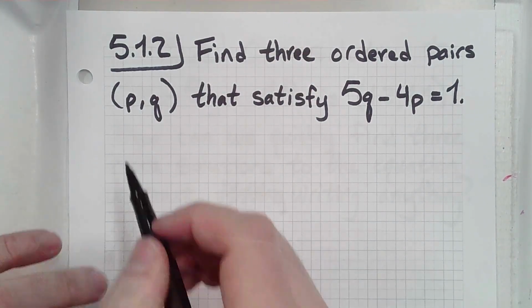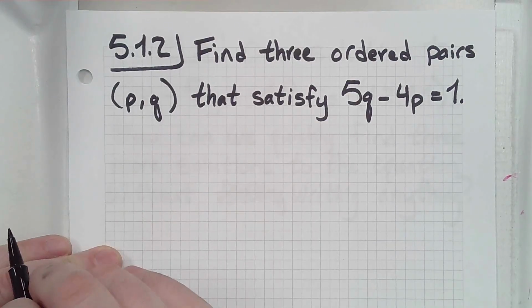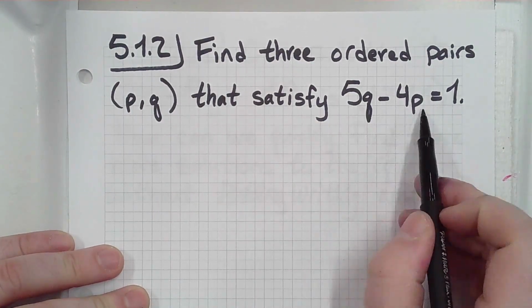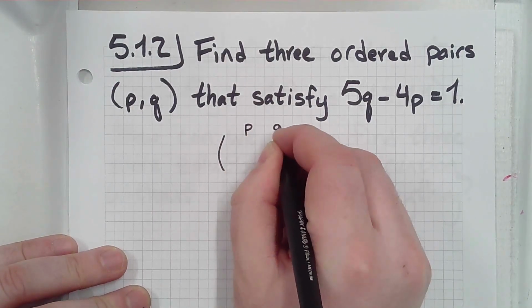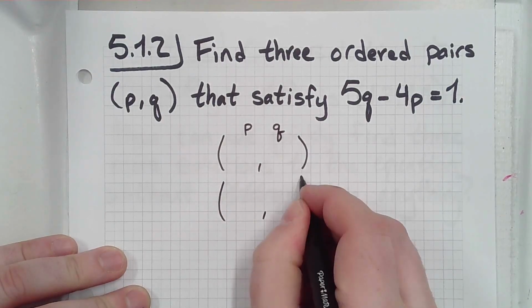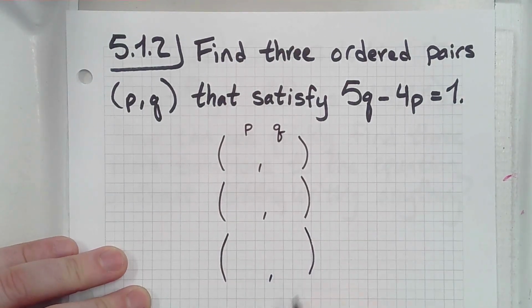And what's annoying is that this is in alphabetical order, right? P then Q. And this is not. It's Q then P. So we're definitely going to screw this up if we're not careful. So I'm going to write P and Q over the top so I remember. And I'm looking for 3 different answers.